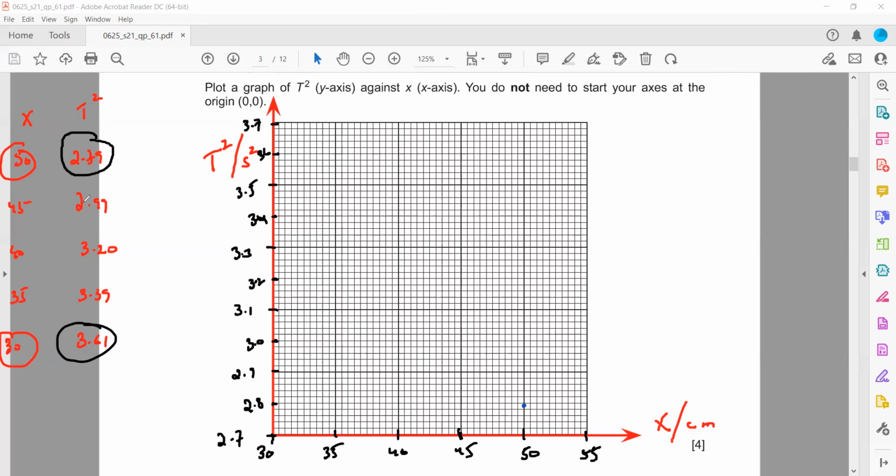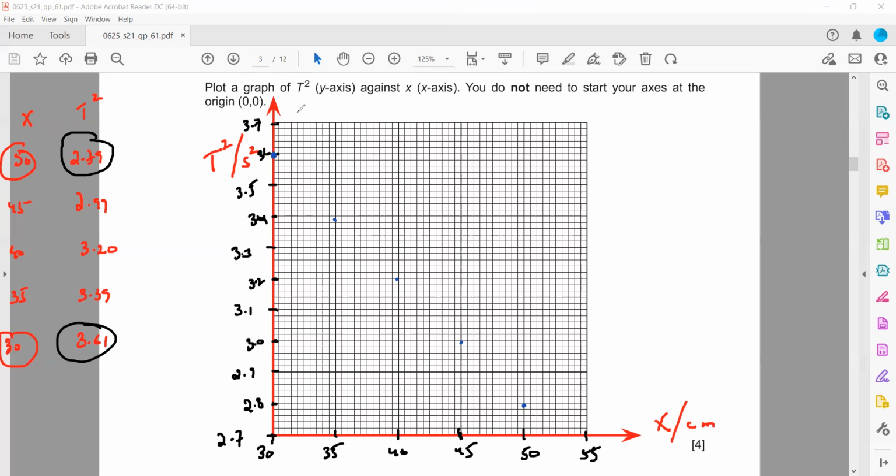The second point is 45 and 2.99. So 2.99 is approximately closer to 3. Then it is 40 and 3.2. Then 35 and 3.39. This is 3.32, 3.34, 3.36, 3.38, and 3.39. And then 30 and 3.6. So 30 and 3.6 is here.